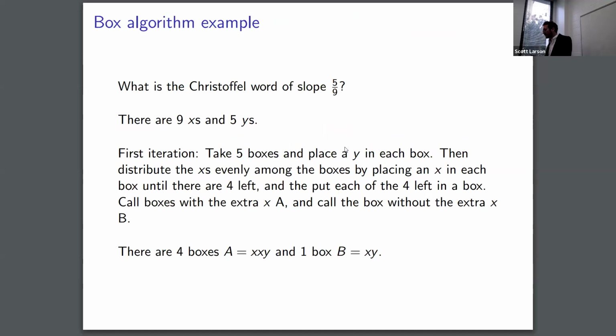Here's what we're going to do. We're going to take the Y's and place 1 Y in a box. So we have 5 boxes, we throw a Y in each box. And then we're going to take the X's and distribute them evenly among the boxes. So you place an X in every box, and you have 4 X's left over. So you put 1 X in each of 4 boxes, so you have 4 boxes with an extra X, and 1 box without an extra X, which we'll call B. So we end up with this: 4 boxes, A equals X, X, Y, and 1 box B equals X, Y.